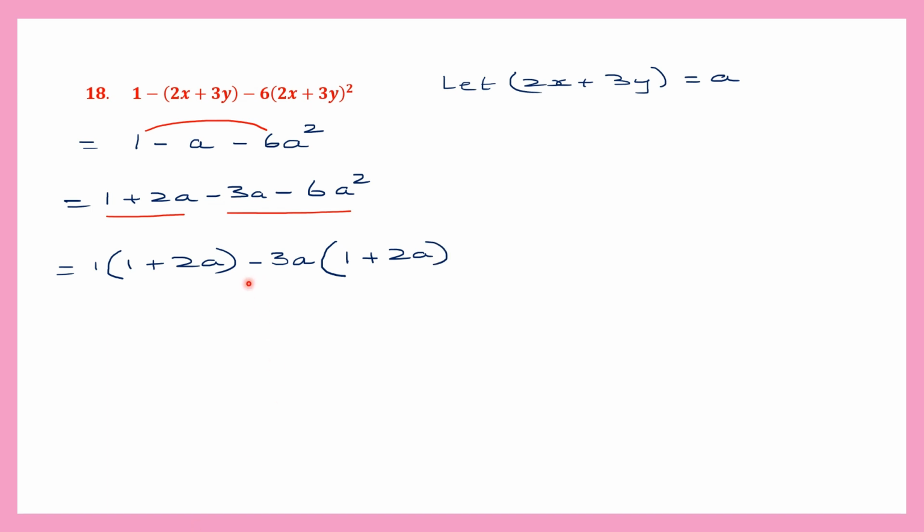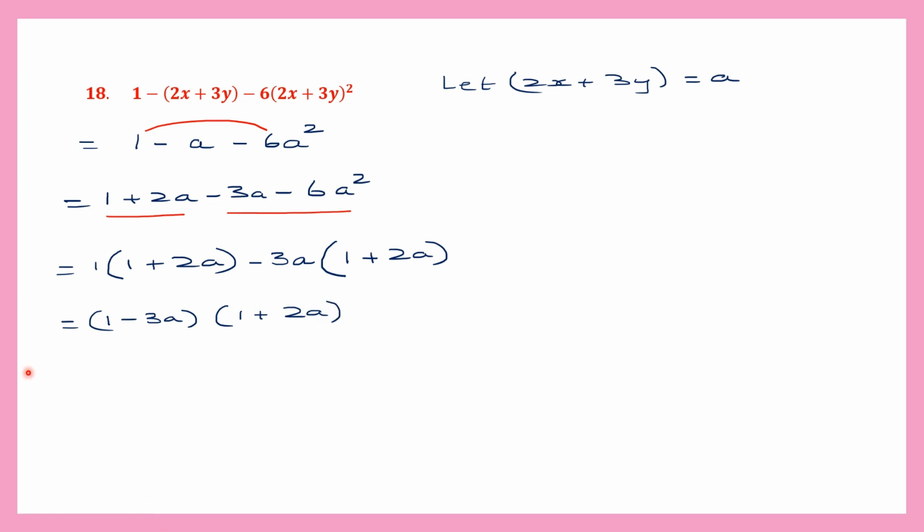Now let's check and see. Minus 3a into 1 is minus 3a. Minus 3a into plus 2a. Minus into plus is minus. 3 into 2 is 6. A into a is a square. So this is correct. So now let's take this and make the first factor. So that is 1 minus 3a and the other one within brackets, that is 1 plus 2a.